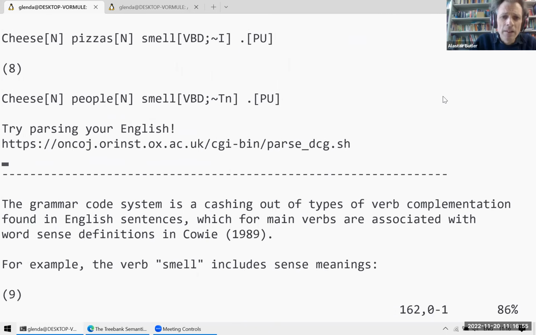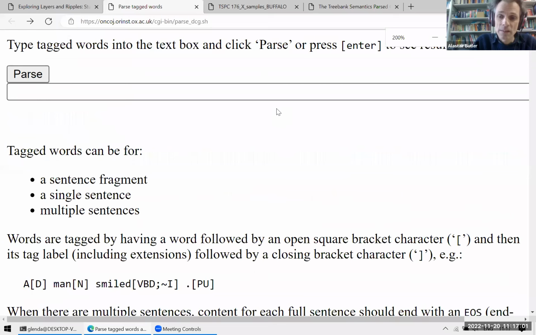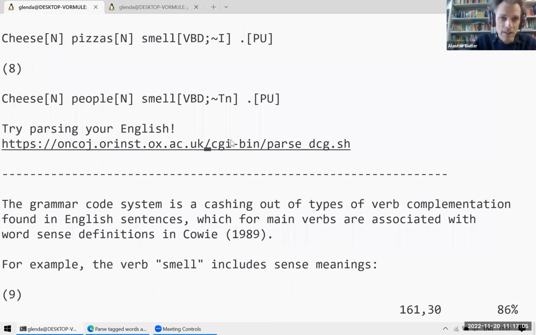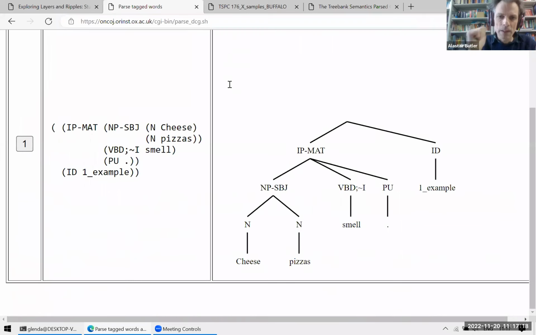Okay, so I have a parsing system, an online parsing system. It's available at this URL, which is in the handout. So if we paste in this example, then we should get the parse result. Bingo, cheese pizza smells, and that's great.